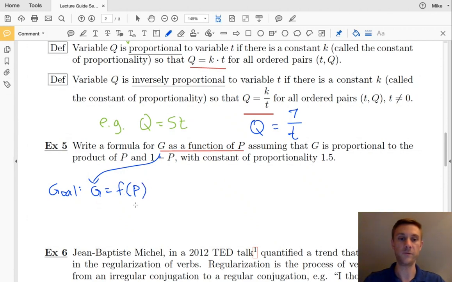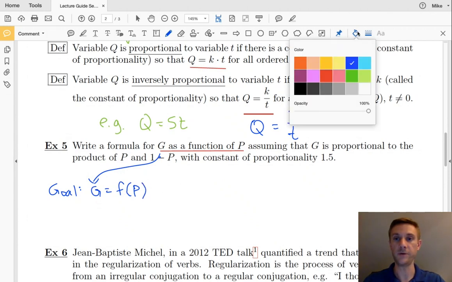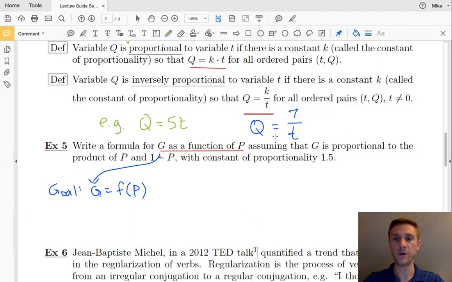There's our first hint at what we might be up to here. So then we keep going. We're going to assume that G is proportional to the product of P and 1 minus P. So there's another element that is going to help us out. This is the direct proportionality situation, not the inverse proportionality.